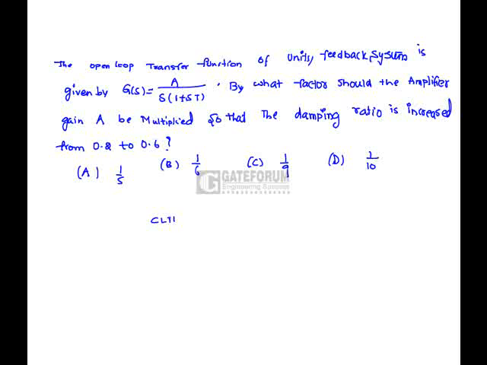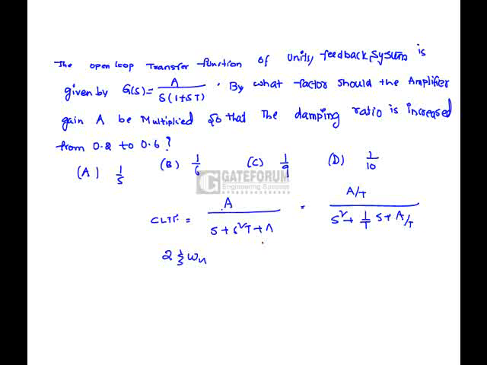The closed loop transfer function is equal to A / (S + S²T + A). If we take T as common, we get S² + (1/T)S + A/T. If we compare this closed loop transfer function with the standard transfer function, we get 2ζωn as 1/T, and ωn is the square root of A/T.